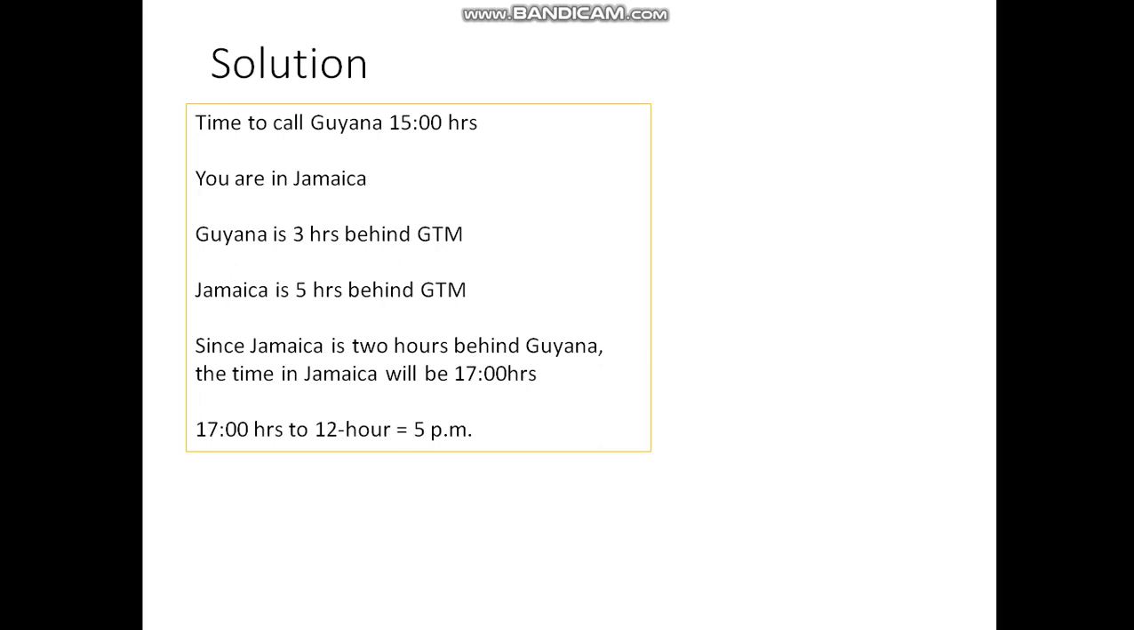Simple as that. So when it's 1500 hours in Guyana, what time will it be in Jamaica? Jamaica is 2 hours behind Guyana. So we have to add those 2 hours to the 1500 hours and we'll get 1700 hours. So when it's 1700 hours or 5 p.m. in Jamaica, you have to call Guyana to make sure it's 1500 hours there.